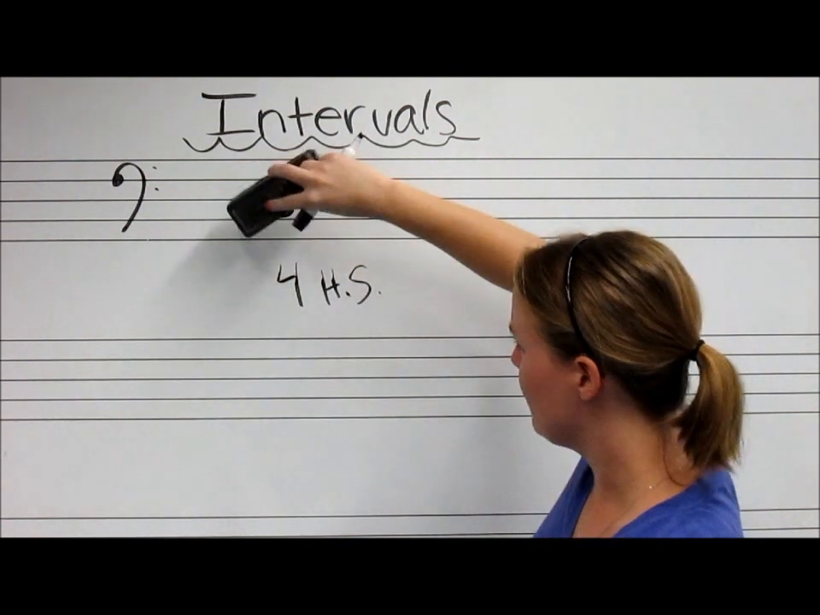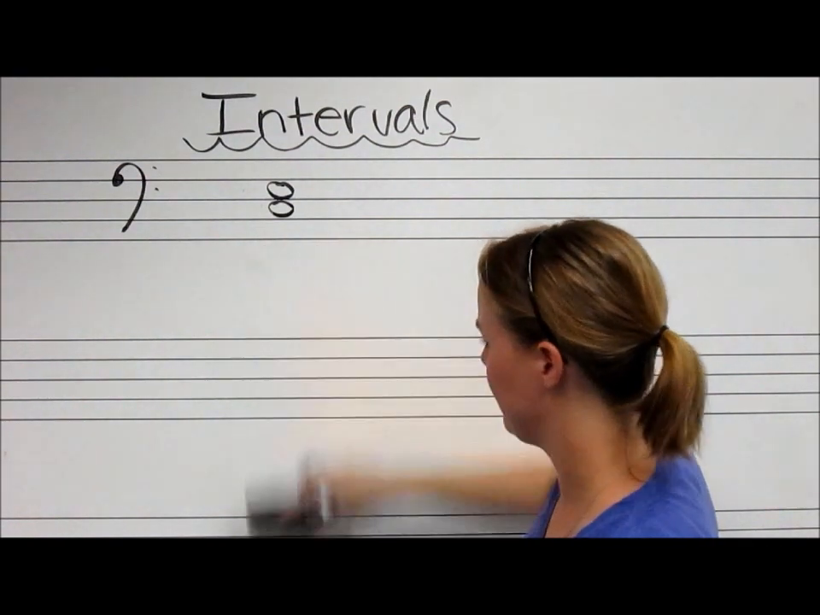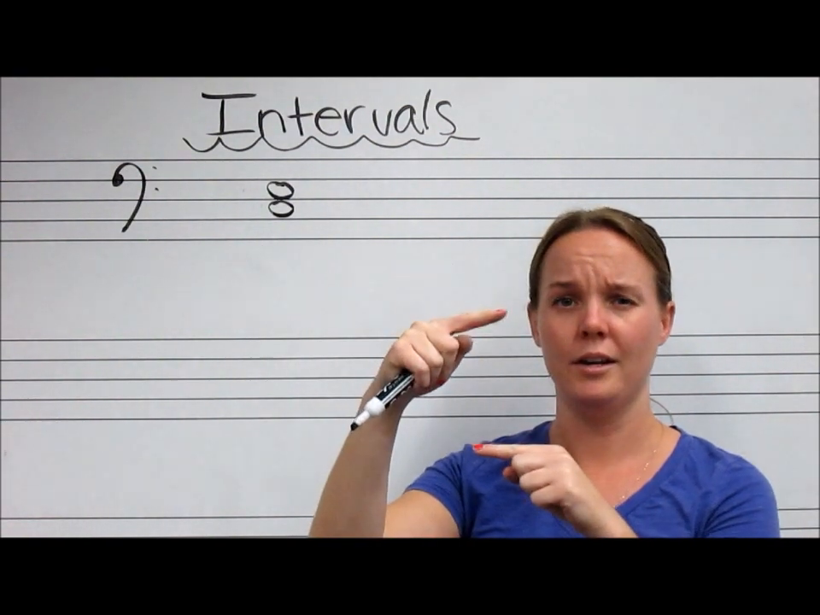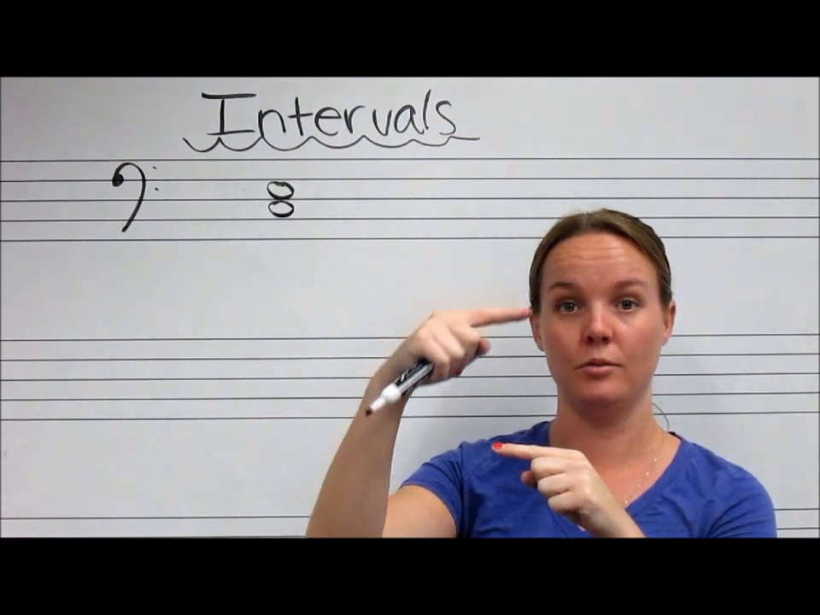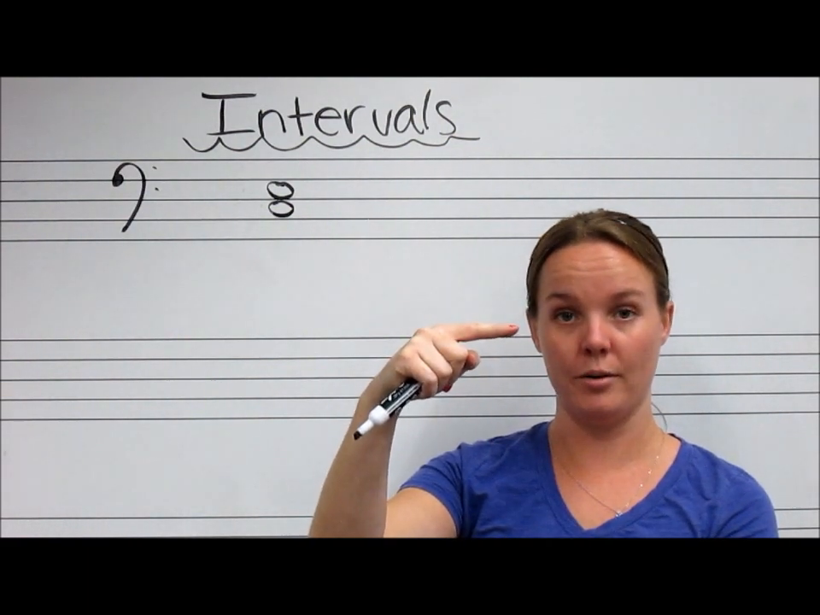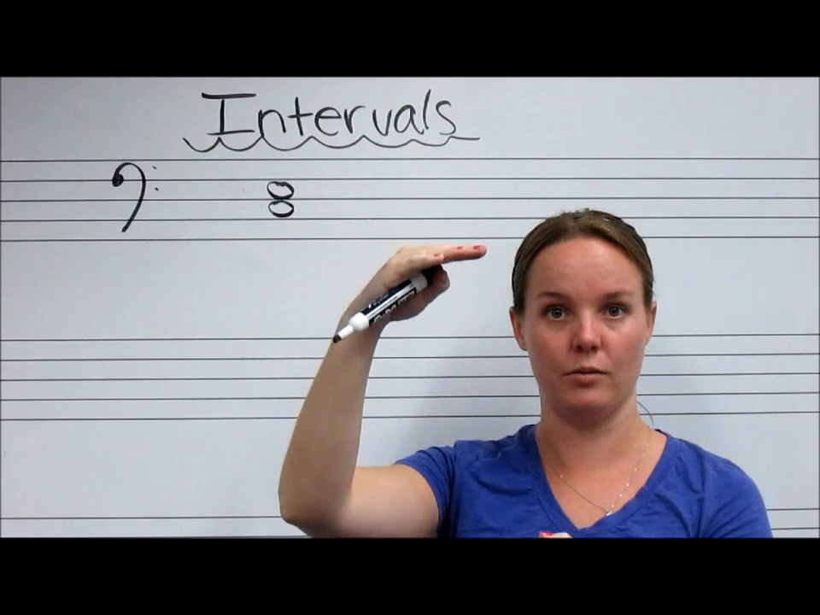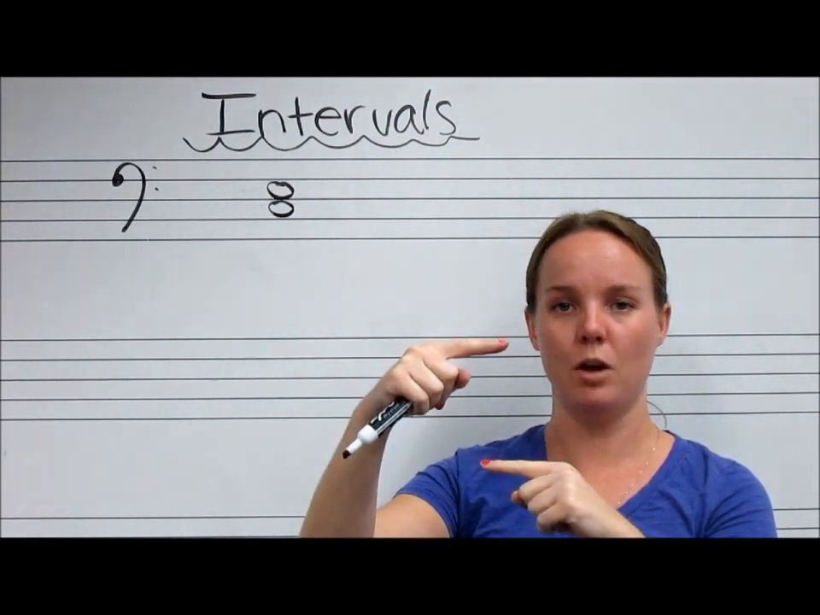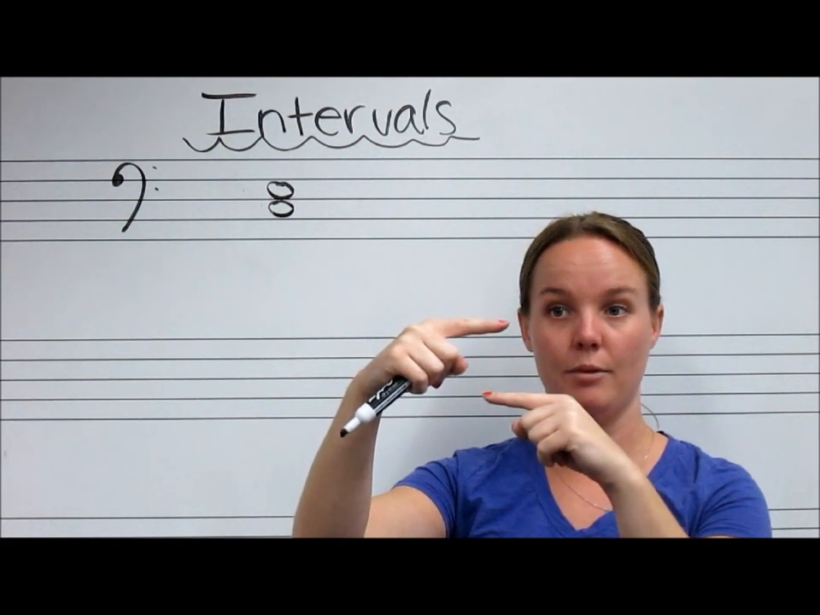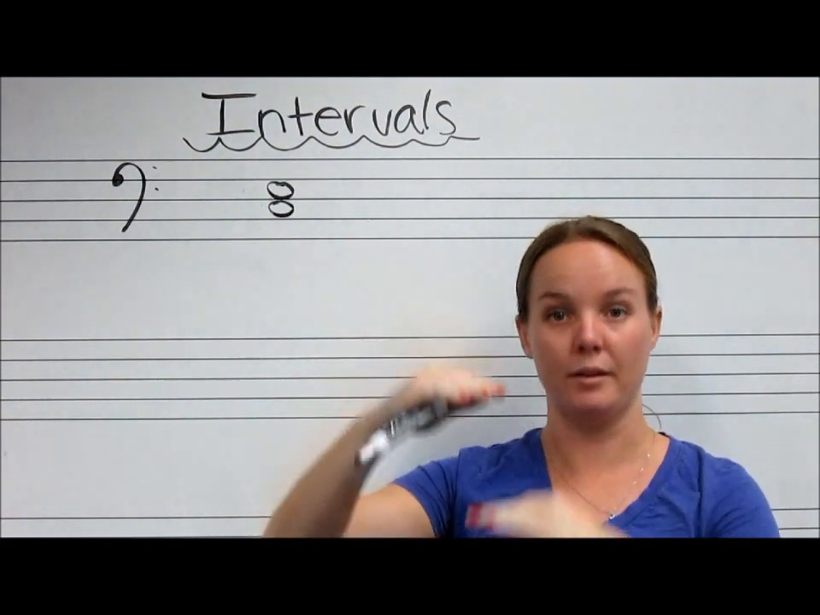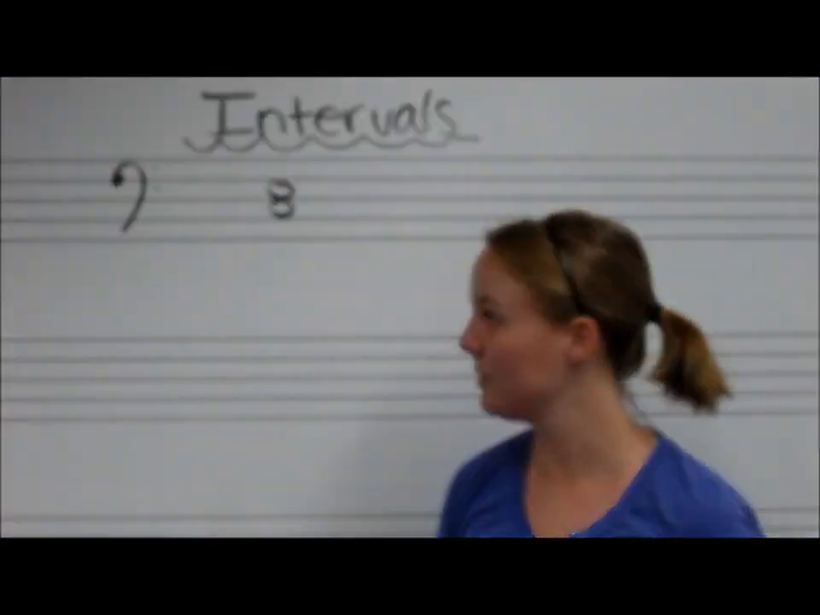Alrighty, so just to recap the principles here, when you have an interval and you want to make it larger, you can either raise the top note or you can lower the bottom note. Both of those will make your interval larger. If you want to make it smaller, you can lower the top note or you can raise the bottom note. Both of those will shrink the space from one note to the next.